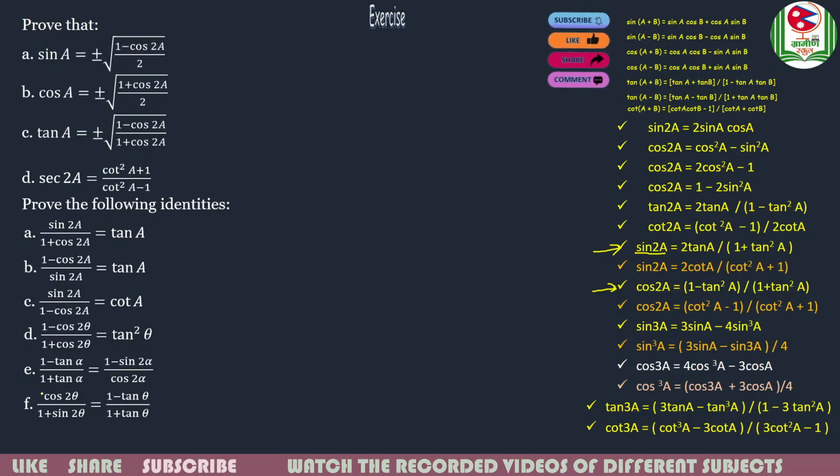Here you can relate this E and F number. From 1 minus tan alpha by 1 plus tan alpha, we obtained 1 minus sin 2 alpha upon cos 2 alpha. But here it is reversed. Using cos 2 theta upon 1 plus sin 2 theta, we have to obtain 1 minus tan theta upon 1 plus tan theta. So use any of the formulas.